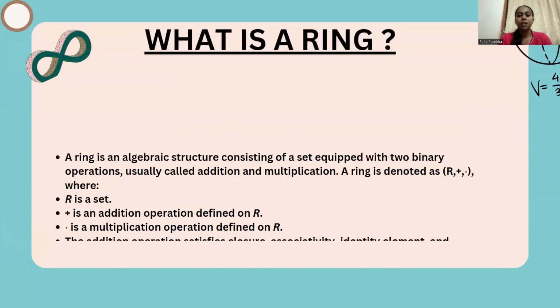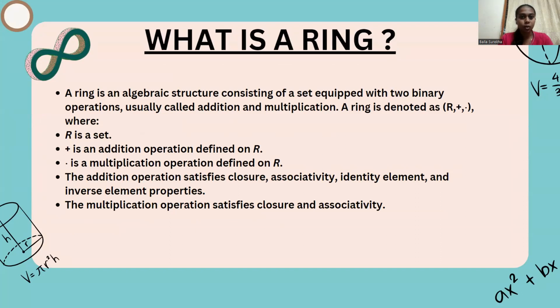Now let's see what a ring is. First of all, we have to know what a ring is. A ring is an algebraic structure consisting of a set equipped with two binary operations. Usually there will be an addition operation and also a multiplication operation. Usually a ring is denoted like this: R, comma, plus, comma, dot. Here R is a set, plus is an addition operation which is defined on R, and dot, or the multiplication symbol, is a multiplication operation which is defined on R.